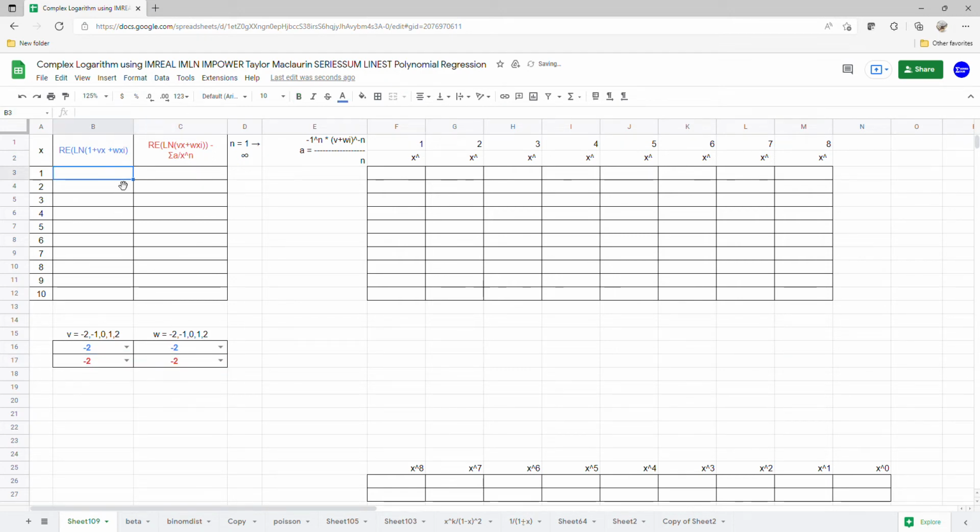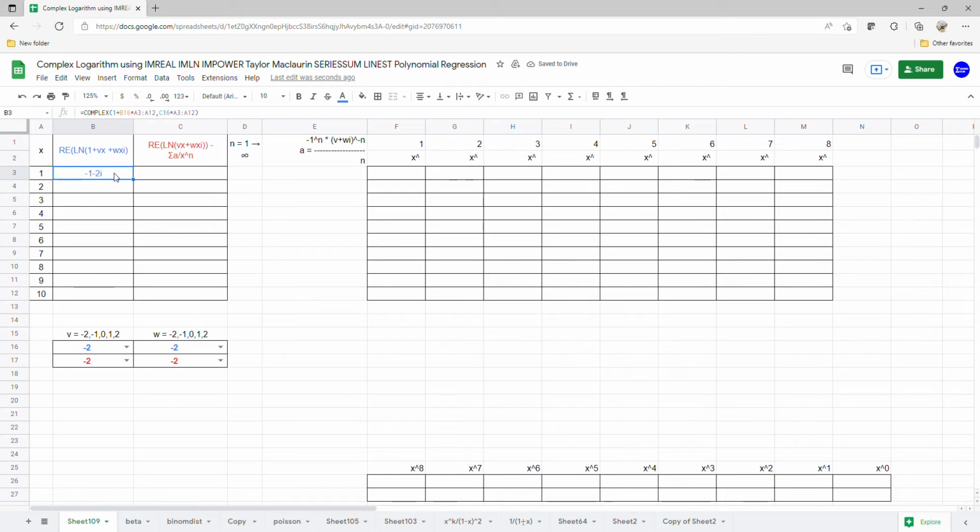And the data set, we begin with the complex part. So complex, the real part is 1 plus Vx, V times X. Now the imaginary part, that is W times X. That's the imaginary. So Wxi. Then enter.